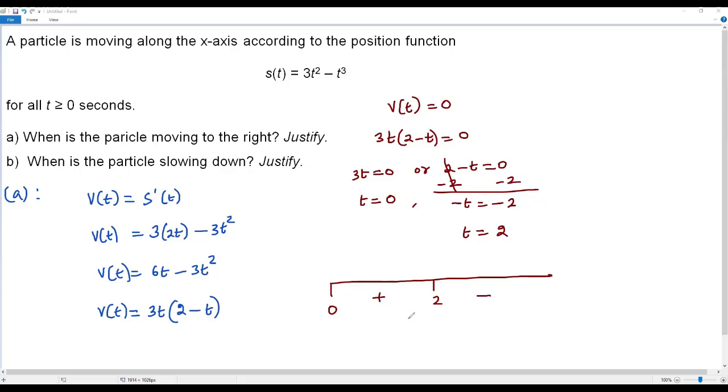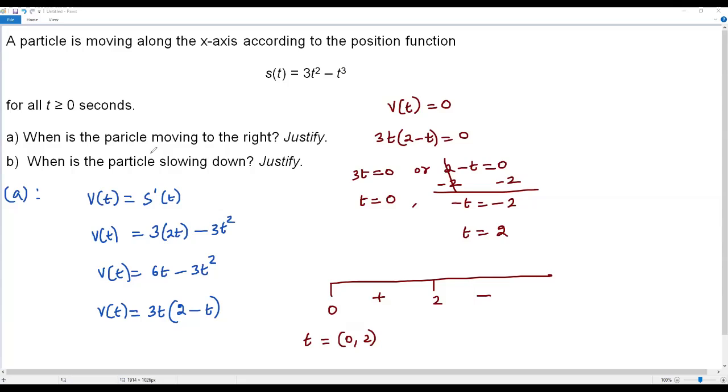Okay, now we have to consider the interval where the velocity is positive, because when the velocity of the particle is positive, the particle is moving to the right. According to the first question, we have to find the time. So when the time is between 0 and 2 seconds, the velocity is positive. That is, when the time interval is 0 to 2 seconds, the particle is moving to the right.